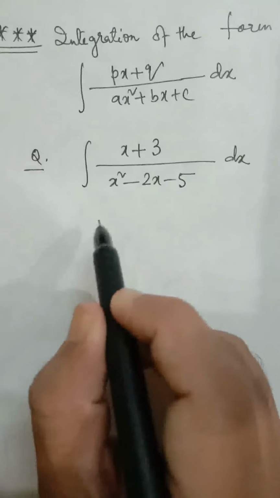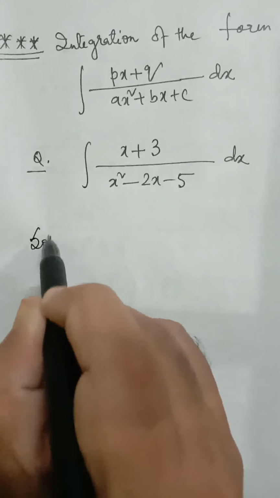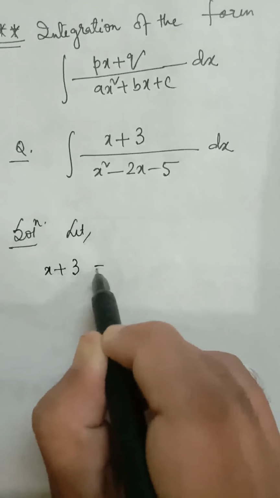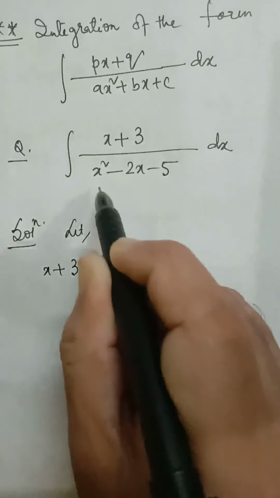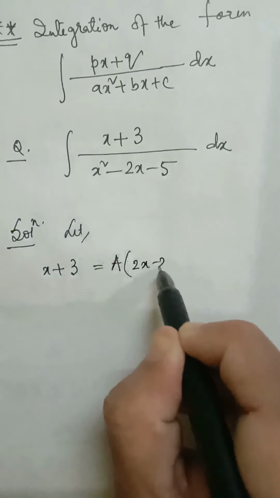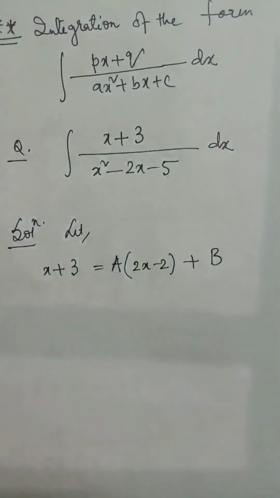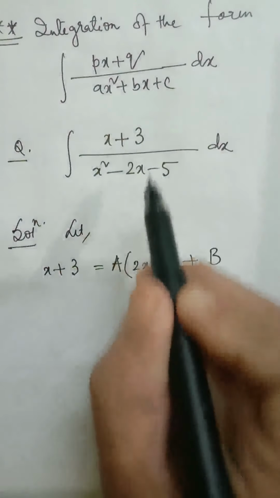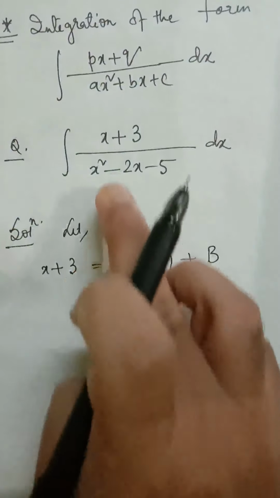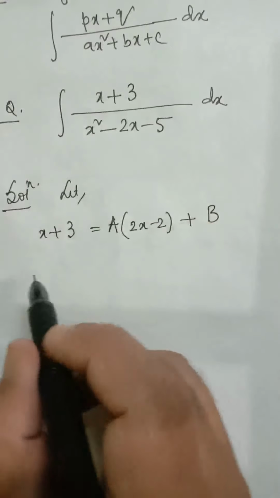Now how to proceed? First of all, we will consider the numerator equal to a times the derivative of the denominator, the derivative of this is 2x − 2, plus b. First of all we will try to express the numerator in this form, a times the derivative of the denominator plus b. Now we have to find a and b.